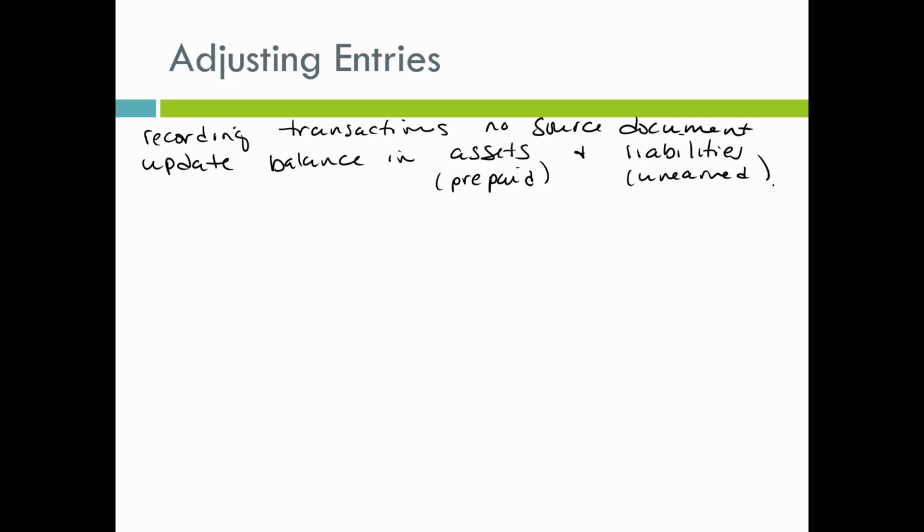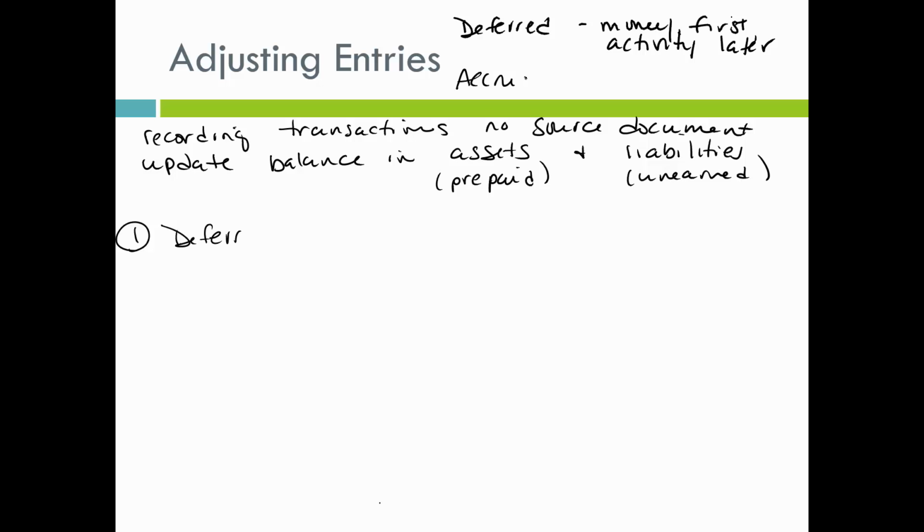So all of our adjusting entries fall into one of four categories. The first one is a deferred expense. So I'm going to use two words here. I'm going to use deferred, which means that the money changes hands first, and then the activity comes later. This will make a little more sense in a minute. The other type of thing we're going to see are accruals, and this is when the activity comes first, and then the money happens later. So a deferred expense means that the money took place first, and then the expense is actually incurred later. So a deferred expense would be like a prepaid expense, like that prepaid rent we saw.